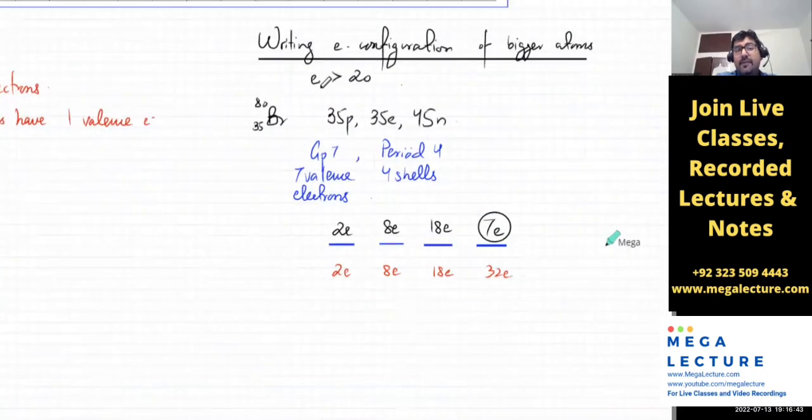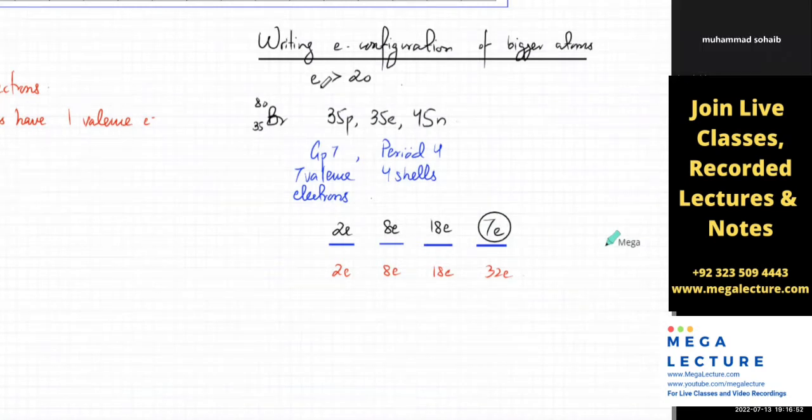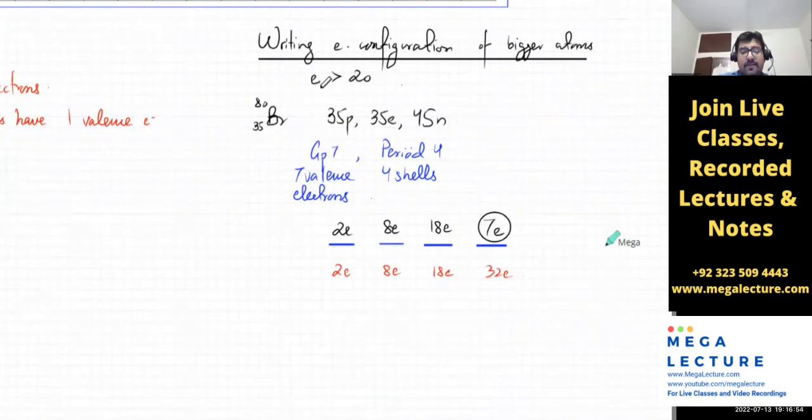And remember, there will be very few questions on bigger atoms. I told you earlier, most of the atoms in the universe, the ones that you're going to talk about, they're smaller atoms, less than 20 electrons. They're the ones that are more common. Bigger atoms are less common.